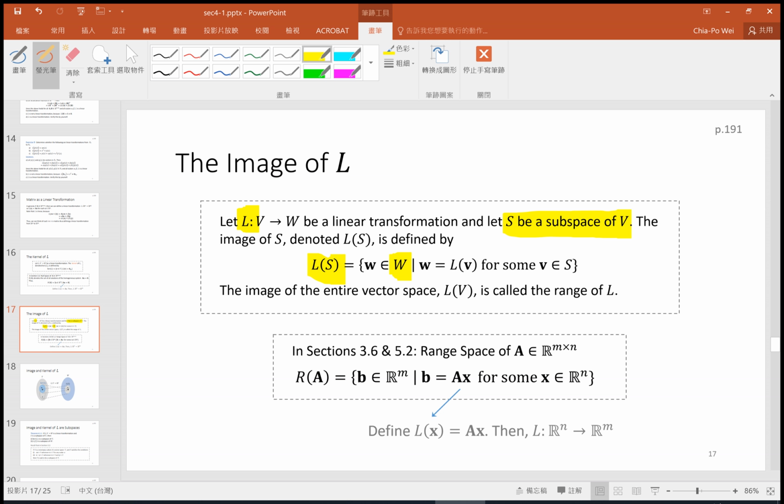You only need to remember that L(S) is also a subspace which is in W, and every element in L(S) must satisfy the requirement w = L(v) for some v in the subspace S. If we choose the subspace S as the entire vector space V, then L(V) is called the range of L.